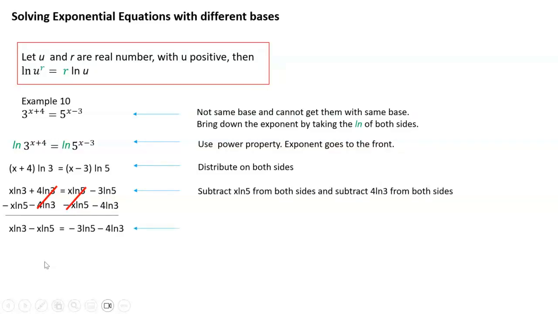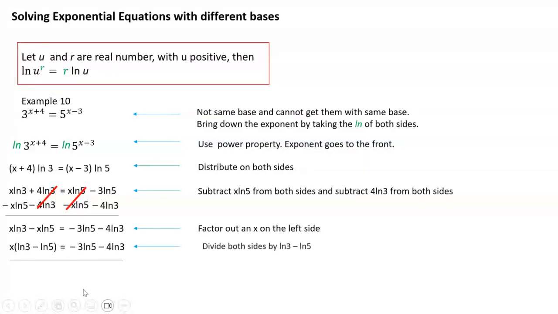Now on the left side, I'm going to factor out an x. So if I take out an x, we'll be left with ln of 3 minus ln of 5 equals negative ln of 5 minus 4 ln of 3. Now to solve for x, we divide both sides by ln of 3 minus ln of 5. So this is my solution, guys. This is the exact answer.